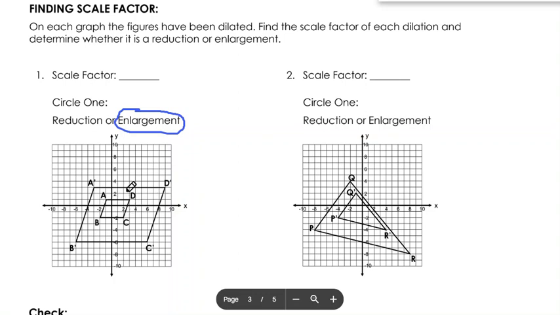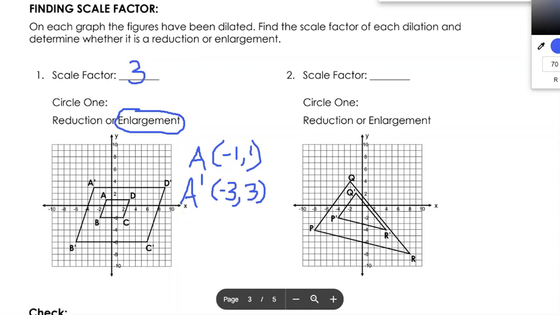To do that, I've got to figure out what a point is. So let's do A. A is at negative 1, 1. All right, what is A prime at? Let's try and figure out what that is. A prime is at negative 3, 3. So what can I multiply negative 1 and 1 by to get negative 3 and 3? Well, they multiplied it by 3, right? So my scale factor is 3. It got 3 times larger. Negative 1 times 3 will get me negative 3. Okay? Let's do the next one over there.